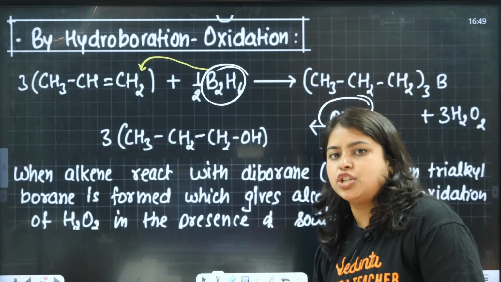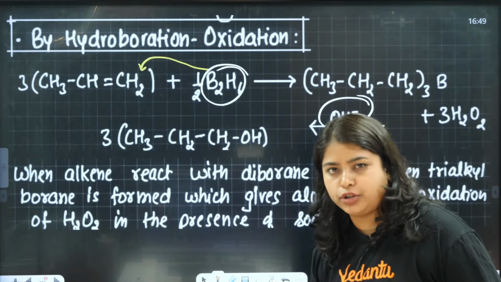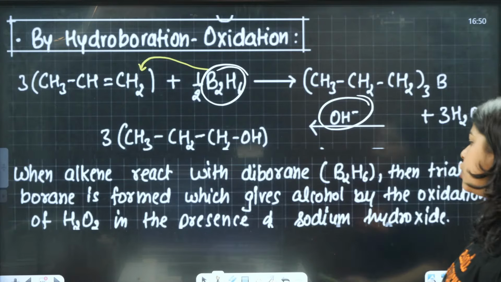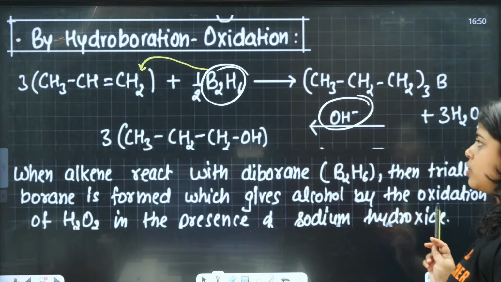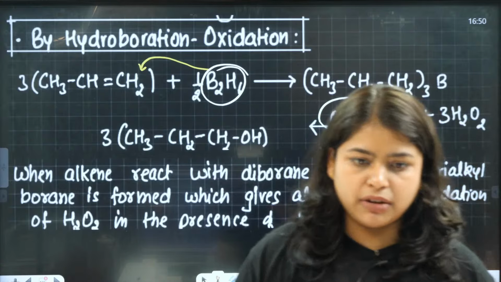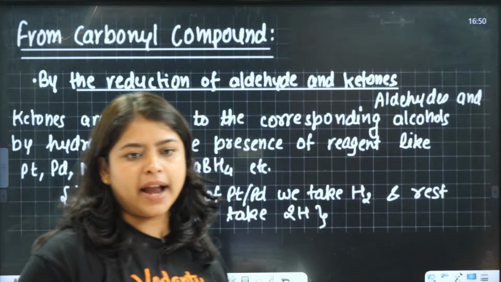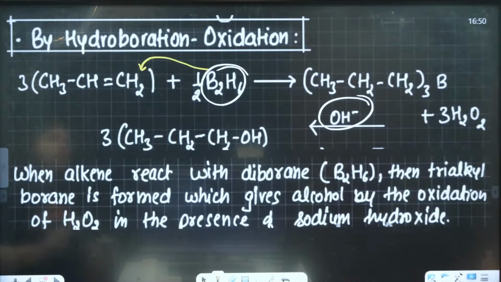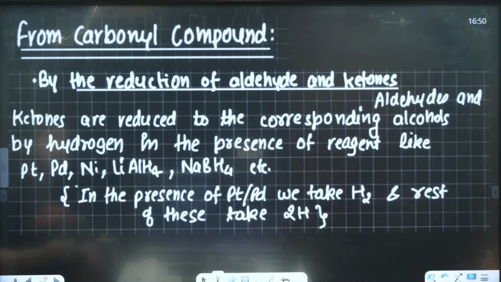We do oxidation of it to get the alcohol, ROH. In the presence of H2O2 and sodium hydroxide, what will we get? Clear? It is formed from a carbonyl compound. Now we have the carbonyl compound. This is the first, hydroboration oxidation. Now, with the help of the carbonyl compound.